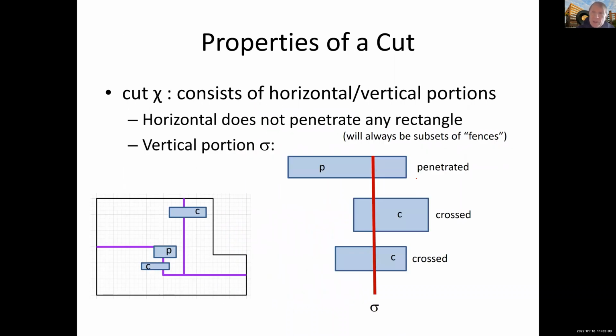And the properties that we require for the structure theorem is that any horizontal portion of a cut, remember, consists of horizontal and vertical subsegments. Any horizontal one does not penetrate any rectangle. It can go along boundaries. It will go along what we call fences. Vertical portions, however, like sigma here, can cross some of the rectangles, and those will have to be paid for. And it can penetrate some as well. It penetrates at one of its ends, at the top or at the bottom. And so there's at most 2. That's where the 2 comes from.